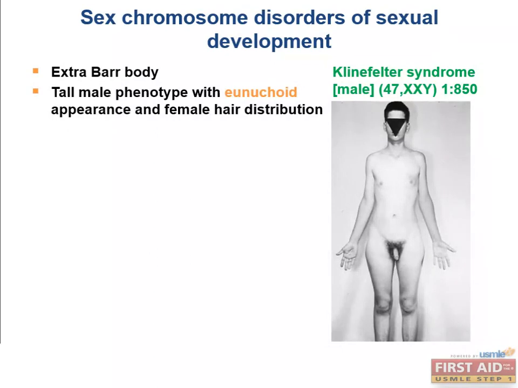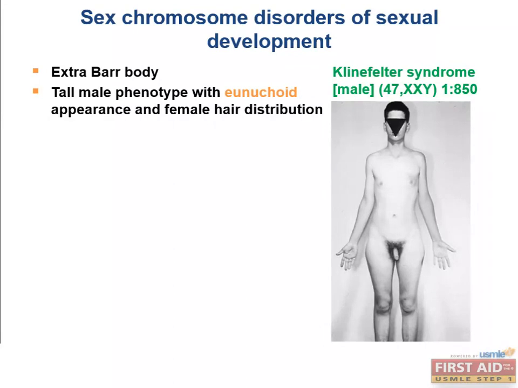Although we have 2 X chromosomes, it's not a female phenotypically. It's a male who appears eunuchoid, which is the characteristic description for a rather feminine appearance to the body shape. But it's a male phenotype and tends to be tall. So this is characteristic of Klinefelter syndrome.